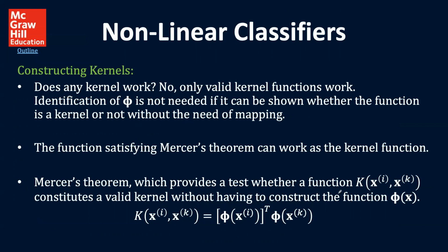So let's now talk about constructing kernels. Does any kernel work? And the answer is no. Only a valid kernel function works. Identification of phi is not needed if it can be shown whether the function is a kernel or not without the need of mapping. A function satisfying Mercer's theorem can work as the kernel function. Mercer's theorem provides a test whether a function k constitutes a valid kernel without having to construct the function phi.